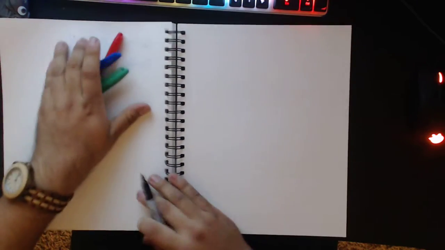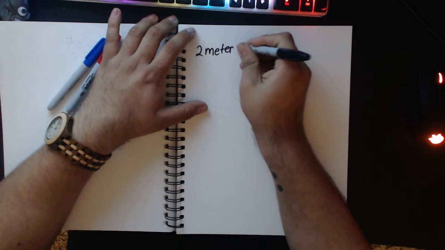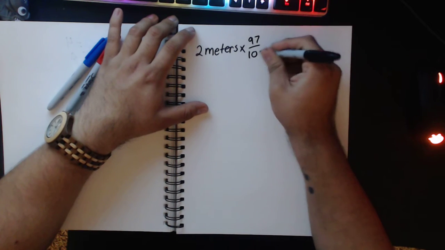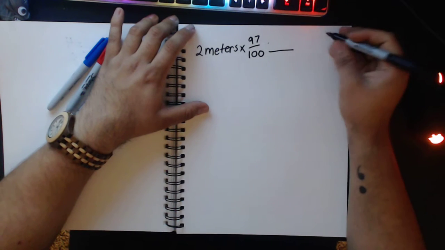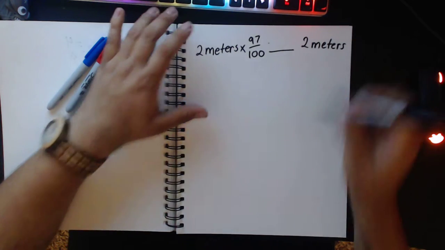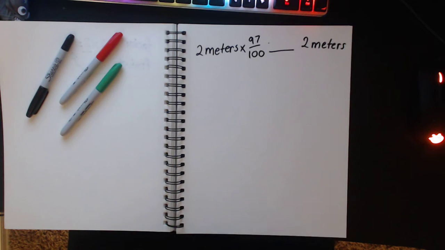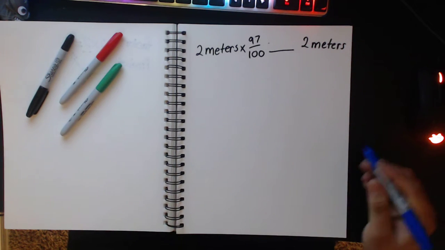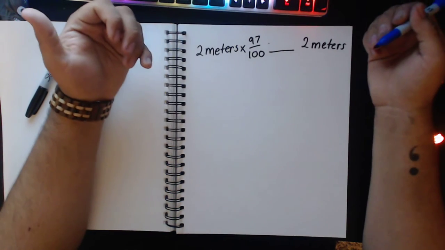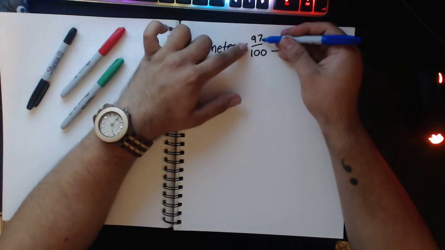if we had something such as 2 meters multiplied by 97 hundredths, we have a blank here, to 2 meters. Well, we're going to fill that blank with either a greater than, less than, or equal to symbol. So now what we need to know is we're multiplying 2 meters by a number. I know if I multiply 2 meters by 1, I would get 2 meters, so that would be equal. Well, I have 97 hundredths.